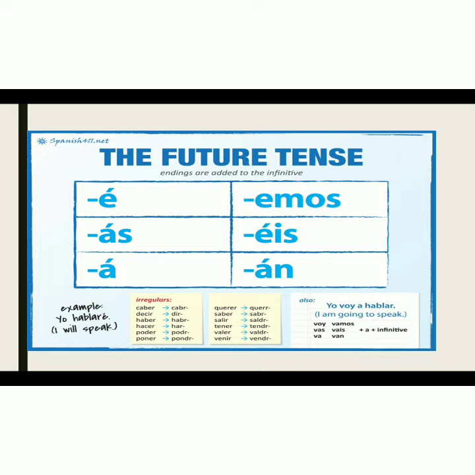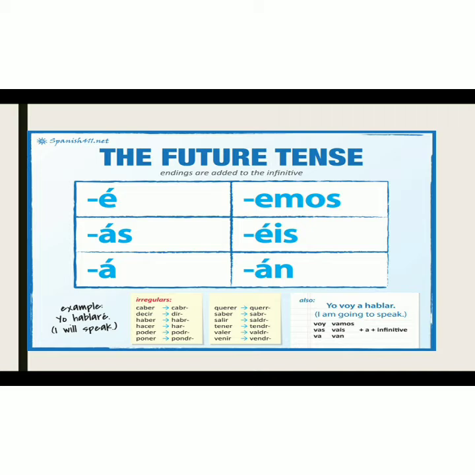Remember, the verb ir can also be used to express the future tense. Let's look at the examples. Also, yo voy a hablar is another way to say I will speak. In other words, here we are saying I am going to speak. The verb ir means to go. It is conjugated voy, vas, va, vamos, van.